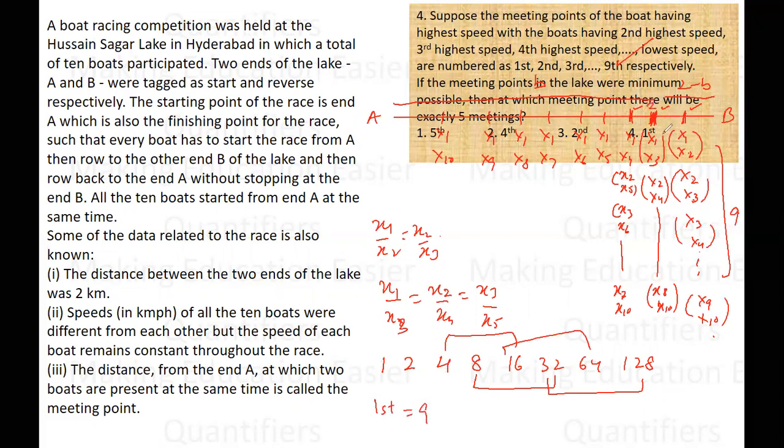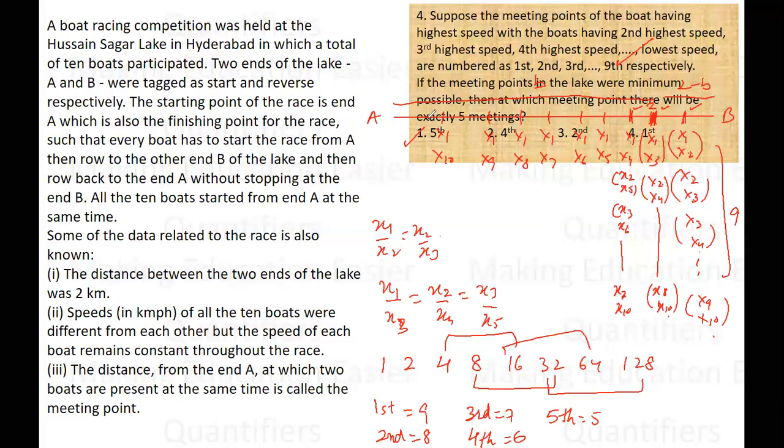In the second meeting point, the meetings are of x1 x3, x2 x4, and so on up to x8 x10. At the second meeting point, there are 8 meetings. Similarly, at the third meeting point, it is between x1 x4, x2 x5, x3 x6, up to x7 x10, so there are 7 meetings. At the fourth meeting point, there will be 6 meetings. At the fifth meeting point, there will be 5 meetings. The question asks at which meeting point there will be exactly 5 meetings. The answer would be option 1: at the fifth meeting point, there will be 5 meetings.